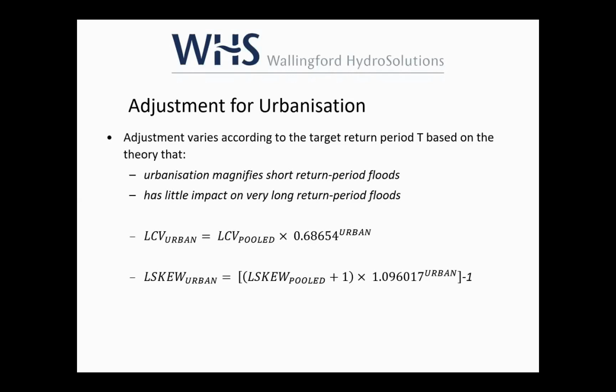So applying this adjustment, what we tend to see is the LCV falling, so there's less variation, and that's because those shorter return period floods have got larger, where the longer return period floods haven't really changed. So there's a bunching together of those two return periods. The LSKU goes up. That's because there will tend to be a more sudden increase as event magnitude begins to increase when you apply urbanisation.